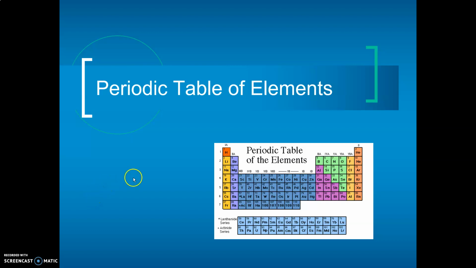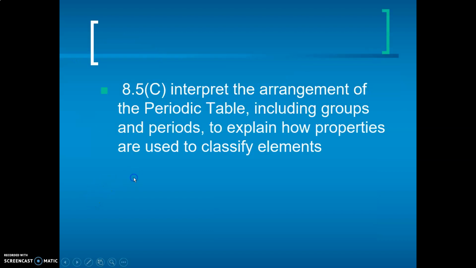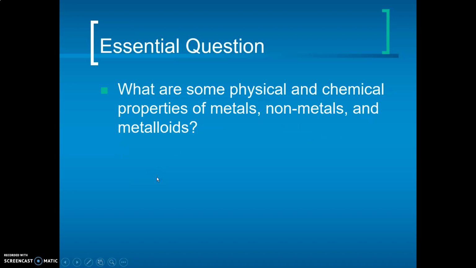Periodic table of elements. 8.5c. Interpret the arrangement of the periodic table, including groups and periods, to explain how properties are used to classify elements. Essential question: What are some physical and chemical properties of metals, nonmetals, and metalloids?